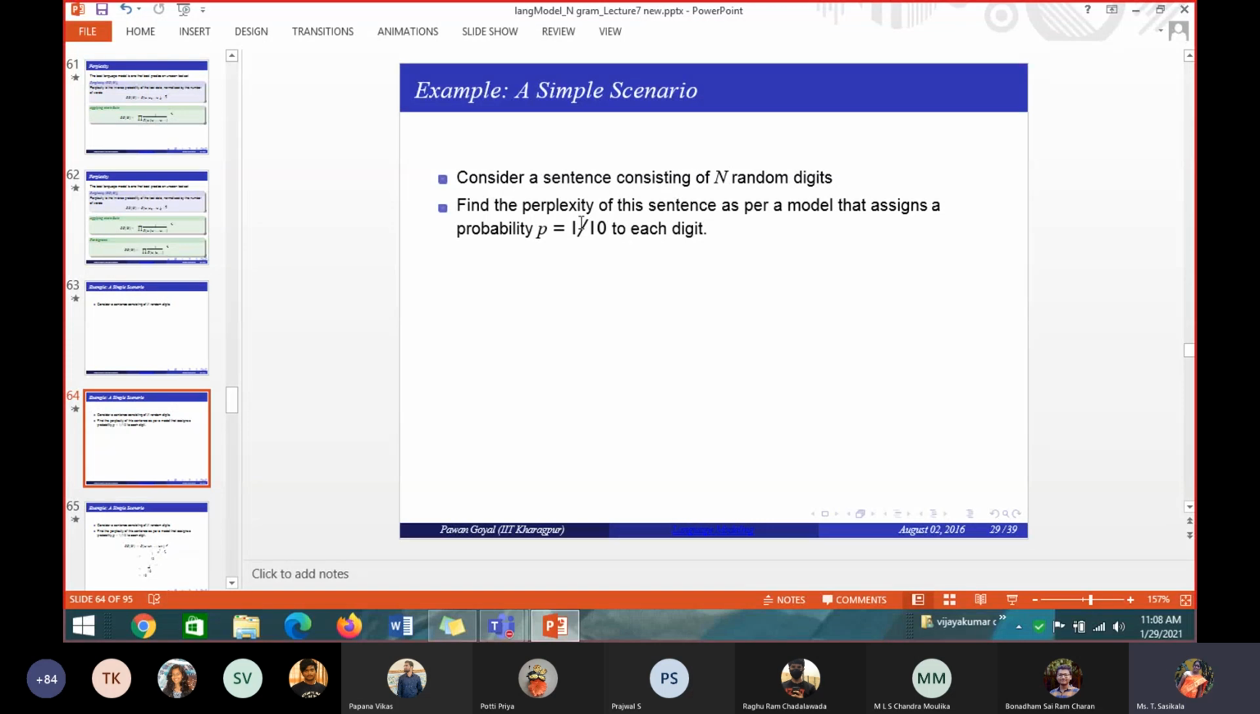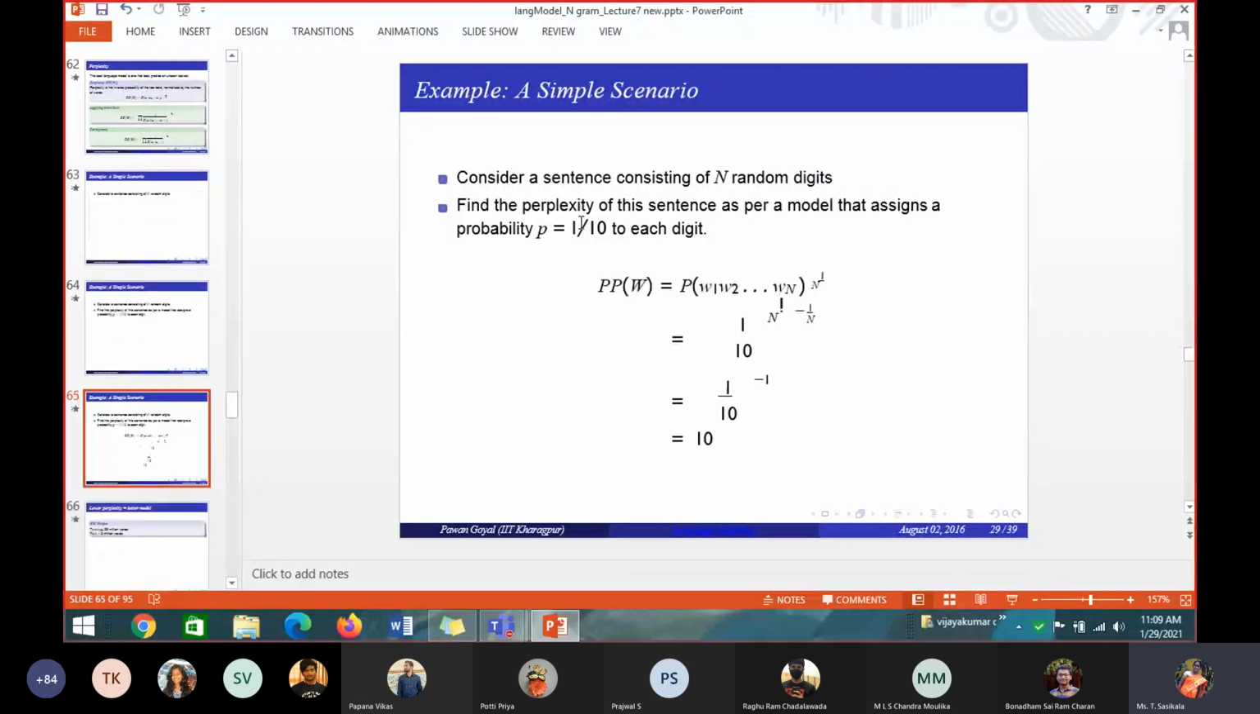Now to find the perplexity of the sentence, which gives a probability of 1 by 10 to each digit. So how can you write it? Any idea? Perplexity, what does the definition say? P of W1 to Wn. How many words are in the test data? N words, normalized by the total number of words present, 1 by n. So here, what is the probability assigned to the n words? For each word, what is the probability assigned? Can you tell me?